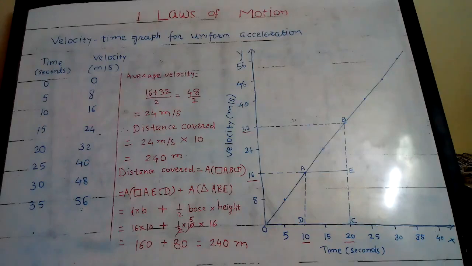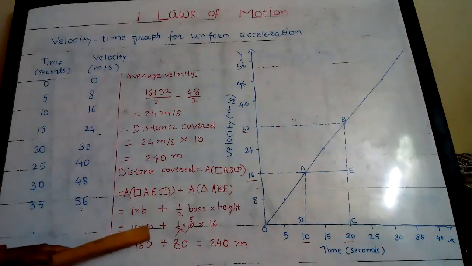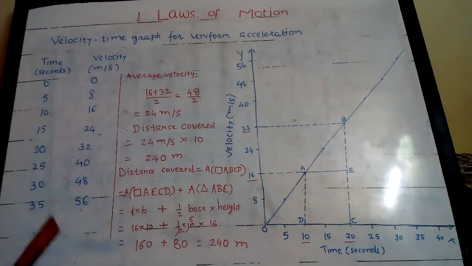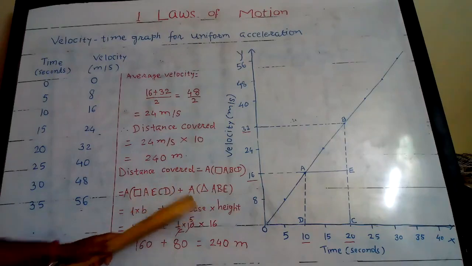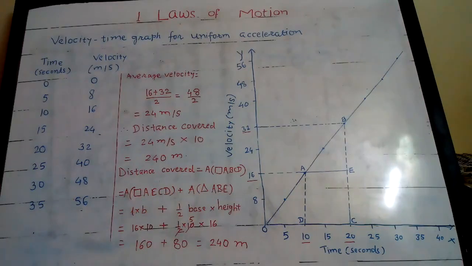AD is the length, so 8 plus 8 is 16, and the time between, that is the breadth, is 5 plus 5, that is 10, which means 16 multiplied by 10 is equal to 160. And then the area of the triangle is half base into height, base is AE.